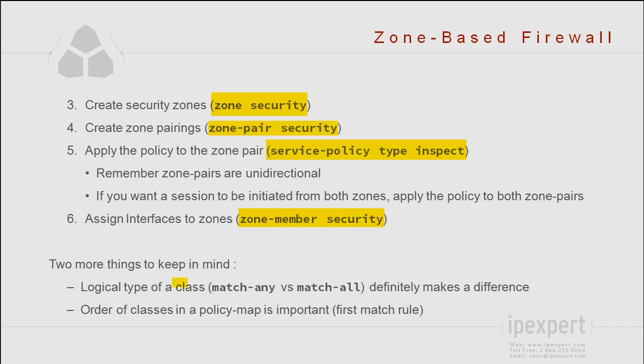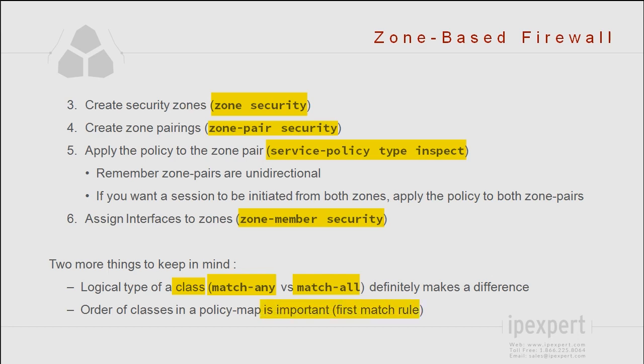Okay, for the other things we have to remember when working with zone-based firewall is that our classes are going to be, by default, all of type match-all, which means that all individual criteria in the class must match for a packet to be classified as part of this class. We can change this matching logic to be the logical OR operation. This will be the match-any keyword. And then as long as one matching criterion is met for the class, the packet is considered to be a match for the class.